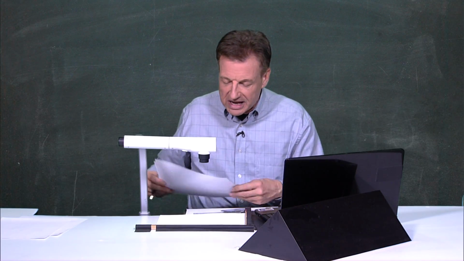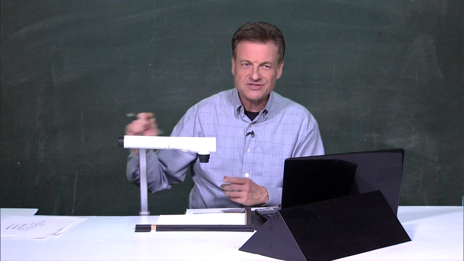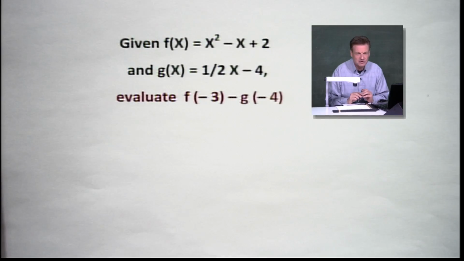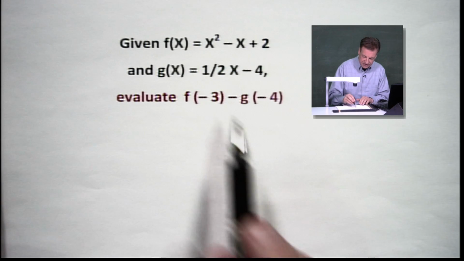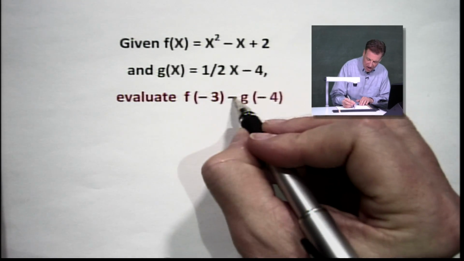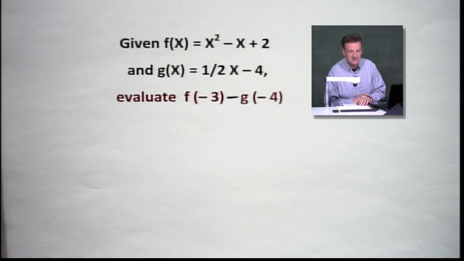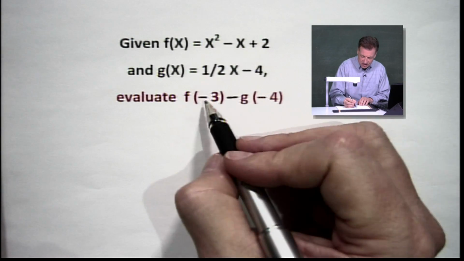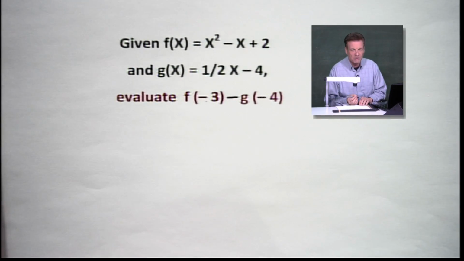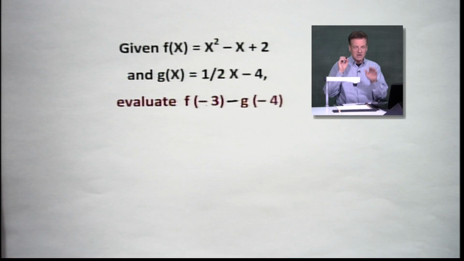So that's the story. Let's keep those same two functions and let's do something a little bit different with the numbers. This time we're going to subtract. Notice that big subtract right there in the center. Now these are negative 3s and negative 4s that we're going to replace our x's with. But anyway, let's see what's happening.